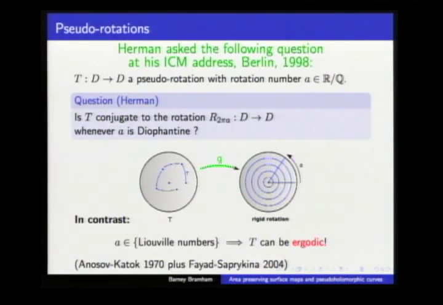there's the following result from the 70s, which is Anosov and Katok showed that for a dense set of Liouville numbers, there exist pseudo-rotations with this rotation number which actually are ergodic. So they typically have dense orbits and so on. So there's no way they're conjugate to rotations, of course. And then this statement was strengthened all the way to all Liouville numbers by Fayad and Saprykina in 2004. So also really interesting results there.